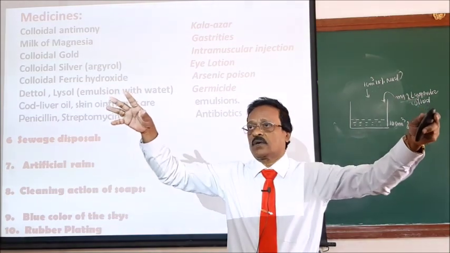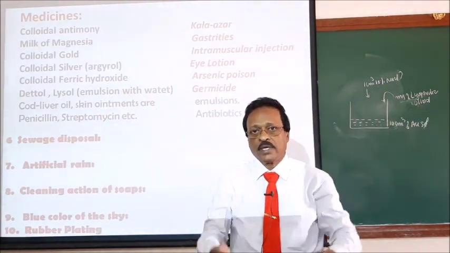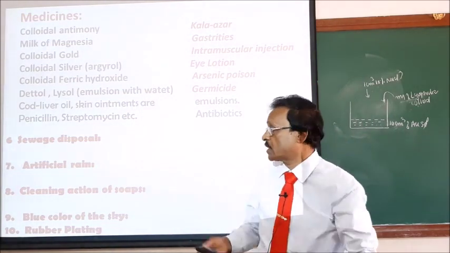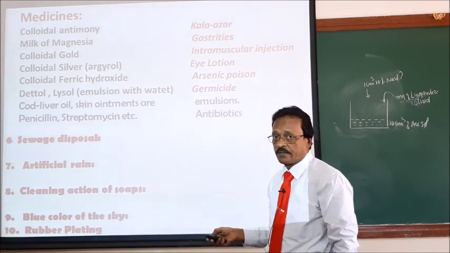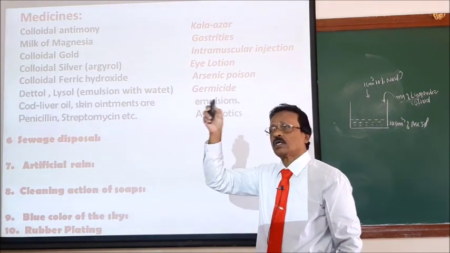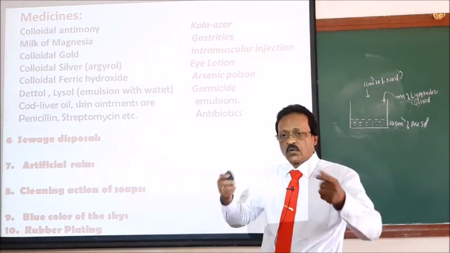They are spreading all over. They get coagulated and form big clouds. Then automatically the rain will come. So this artificial rain is also caused by the principle of colloids, because in the upper atmosphere large amounts of liquid aerosols are present. You have to make them into a cloud. How? By neutralizing the charges.